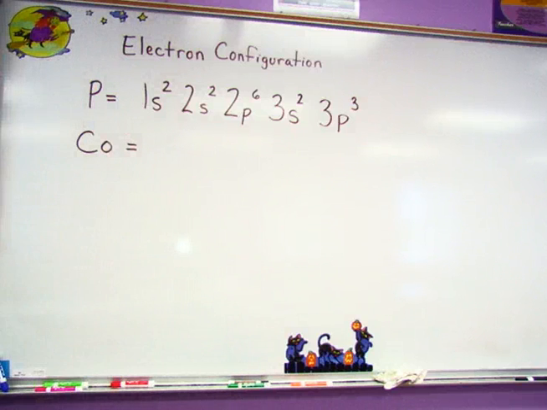Okay, the electron configuration for cobalt. First, find cobalt on your periodic table. It is element number 27, Co. So here we go. We have 27 electrons to fill in.